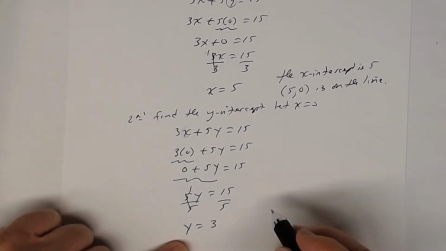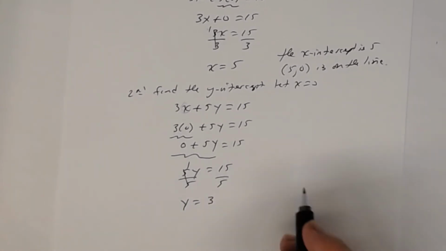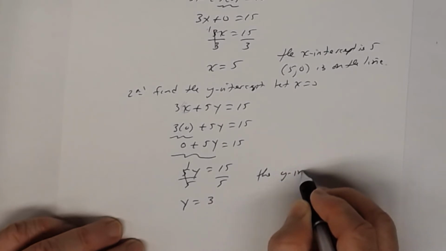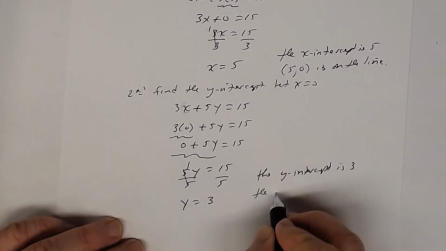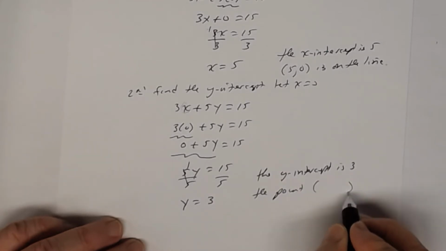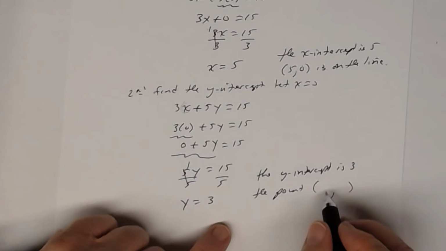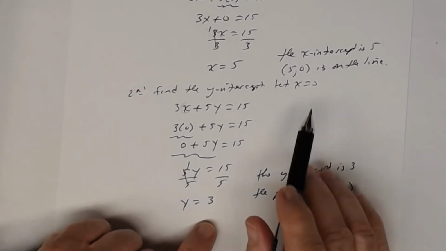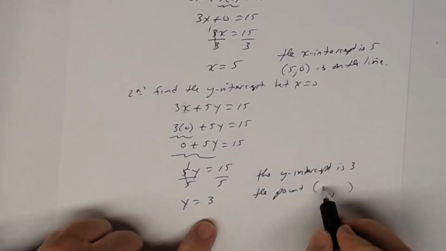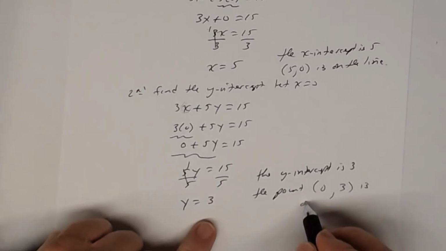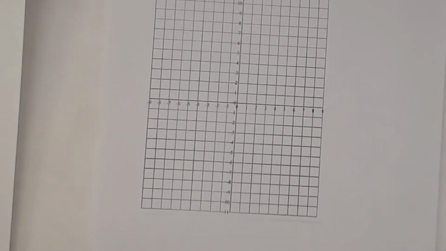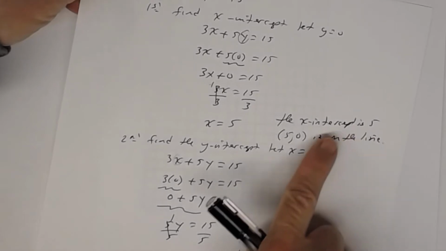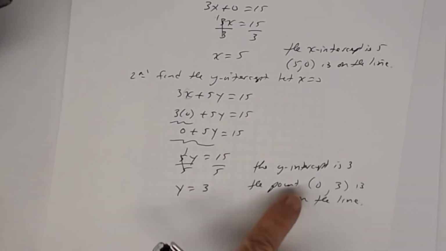So there's your y-intercept. The y-intercept is 3, which means the point, and remember, always make sure you put it in as an ordered pair, x, y, so x is 0, y is 3, which means the point (0, 3) is on the line. All right, and then let's go ahead and graph it. Remember your x-intercept is 5, and your y-intercept is 3.